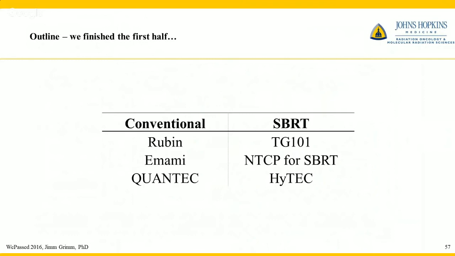Here's another question. If you're comparing BED of one fractionation scheme to another for the same tissue, does the alpha beta value matter? And that might help some, that it's the same tissue, but I think it depends how far you're extrapolating from the known data that you have.